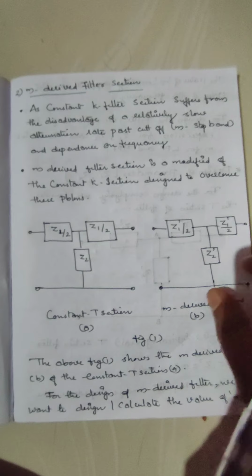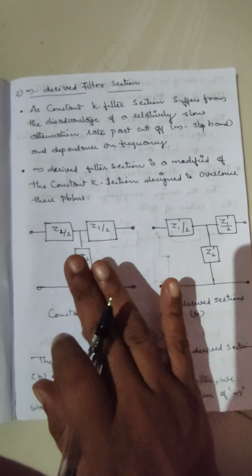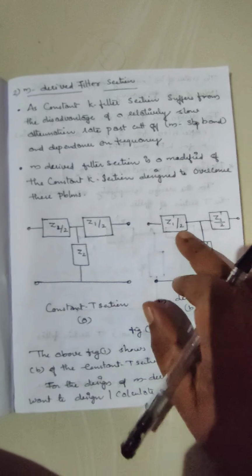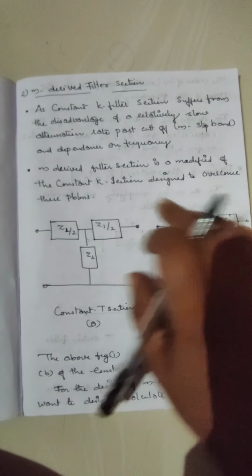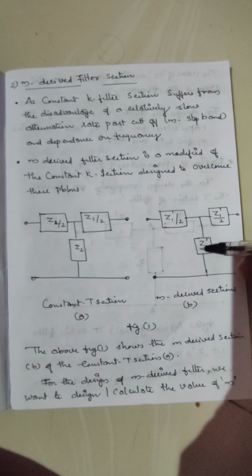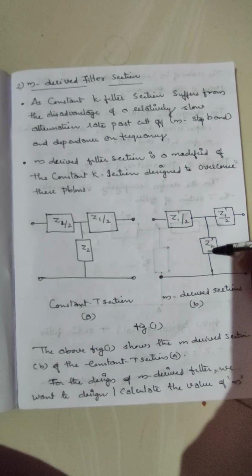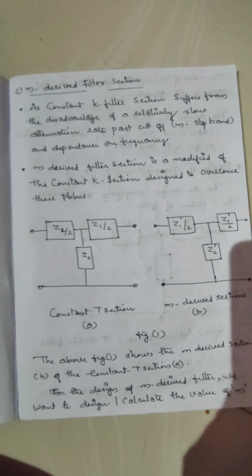Okay, so listen, in this derived filter section, we are going to design the values of z1 and z2. Moreover, the reason it is called the derived filter section is that we multiply a constant m with the z1 dash and z2 dash.